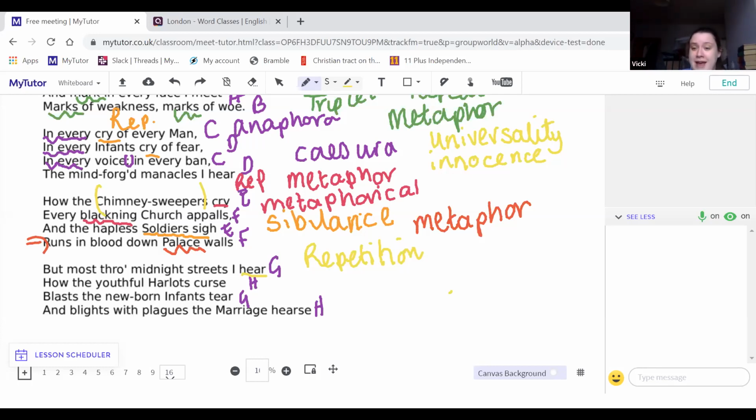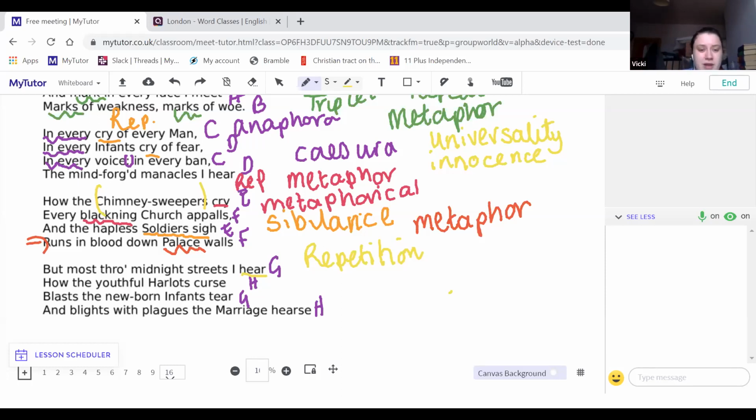So sort of younger than me, sort of maybe around your guys' age, which sounds horrible. So the suggestion there is that these poor people are having to turn to prostitution in order to survive, in order to have any sort of income, any sort of money. And then it says, how the newborn infant blasts the newborn infant's tear. So that's referring to the harlot, this young lady, who has a child that she has to feed, and that might be why she's had to turn to the lifestyle that she's got, which is super sad.